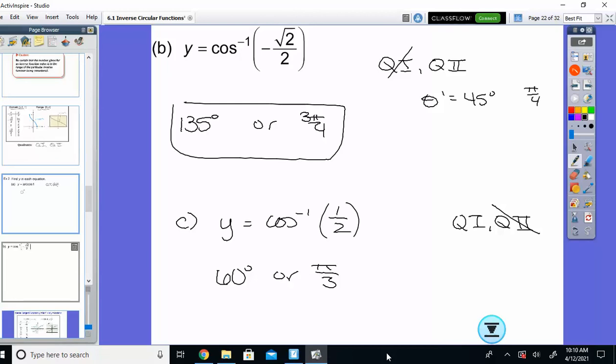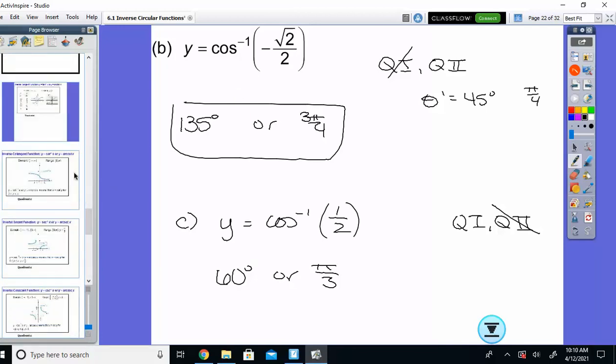I would give you a blank unit circle and you could fill it out. So yes, if you want a unit circle when it comes time for the test, just make sure you know how to fill it out still.